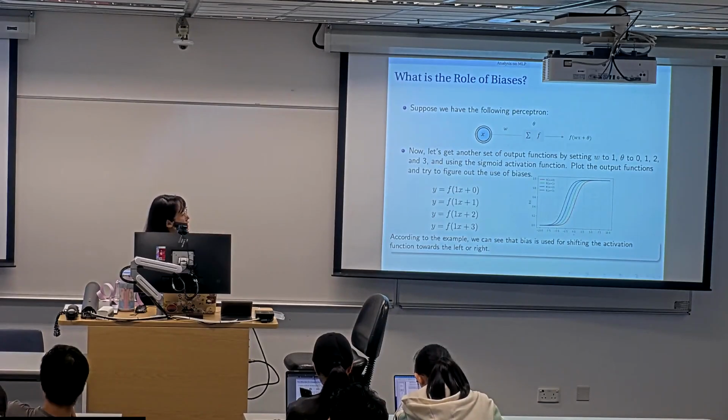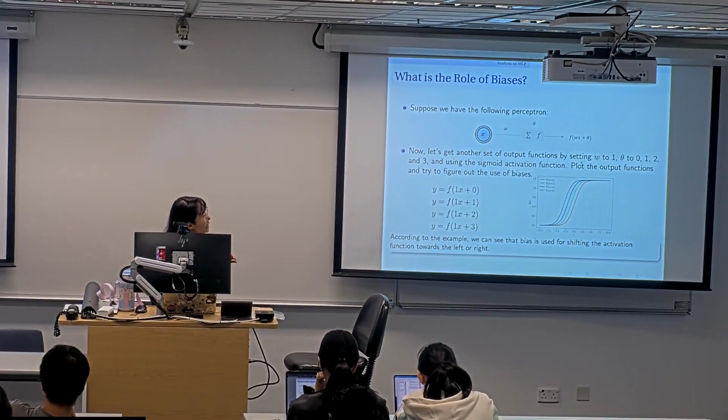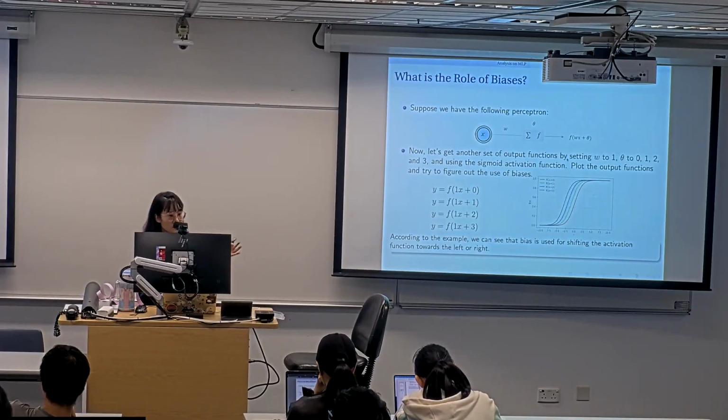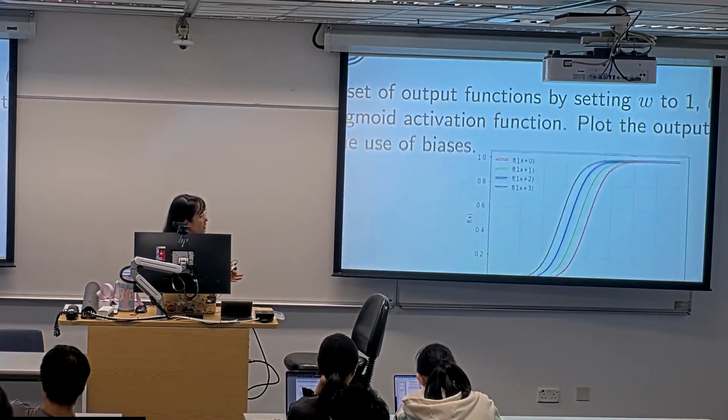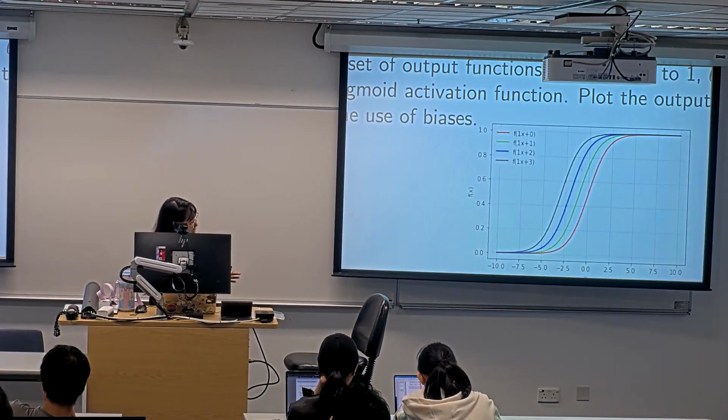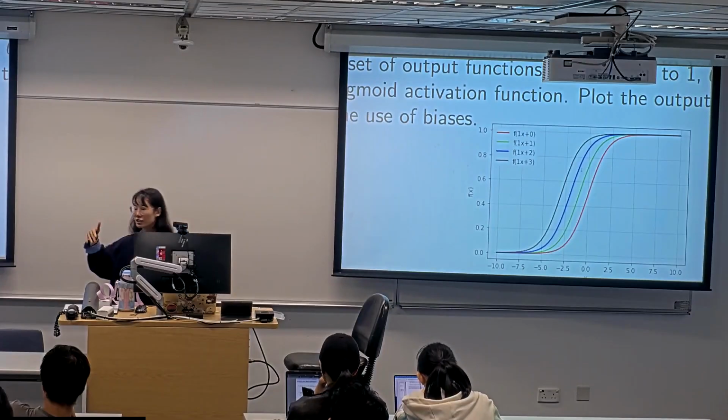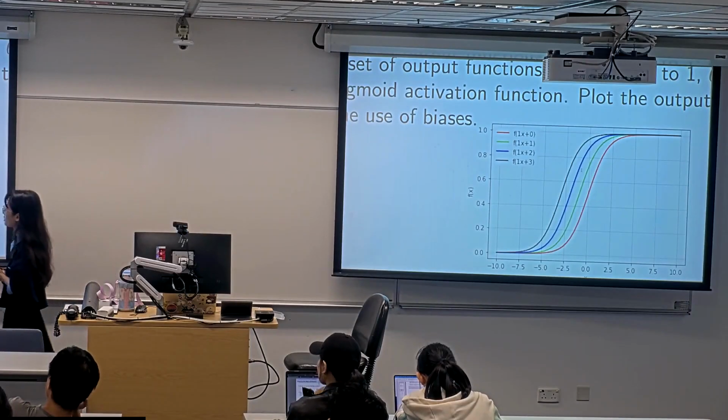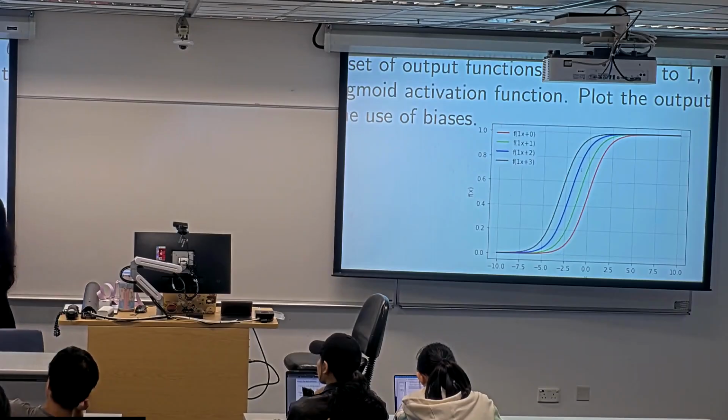In this case, we always set W to 1, and we let theta be different values. Like here, theta can be 0, 1, 2, 3. And again, we just use the sigmoid activation function. We always fix the other components, and then we can plot the output function. All of them are again S-shaped because they are sigmoid activation functions. They no longer intersect at 0, 0.5.